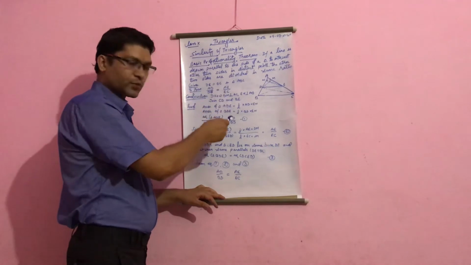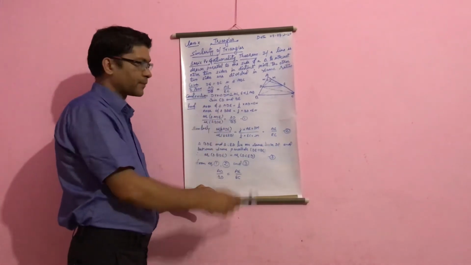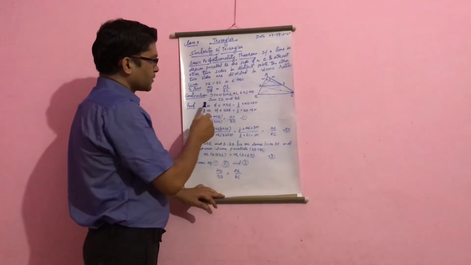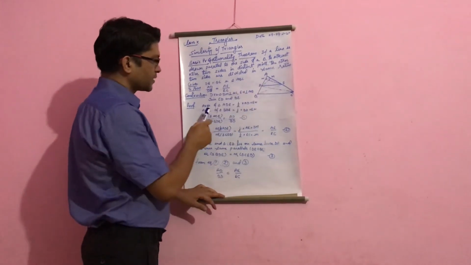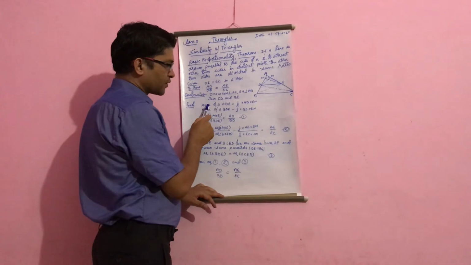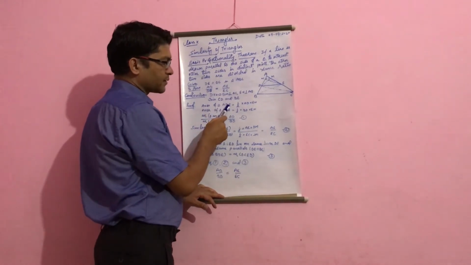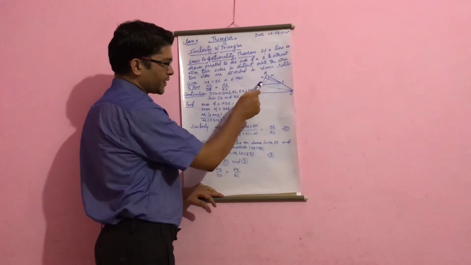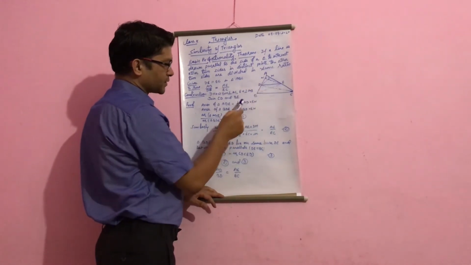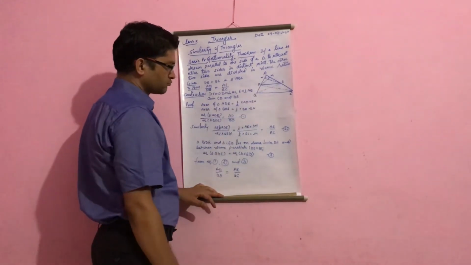Now, this theorem is proved by the concept of area. Look at this triangle ADE. The area of triangle ADE is half base into height. If I take AD as base, then EN is the height, so it is half AD into EN.